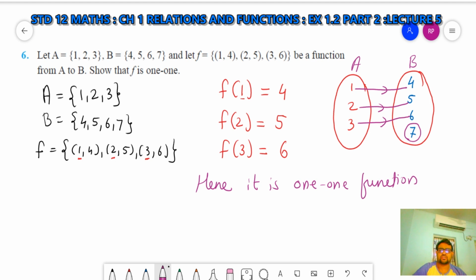Clear? But see, the question here is only one, so we will only note down till here. Okay, so note down question number 6.